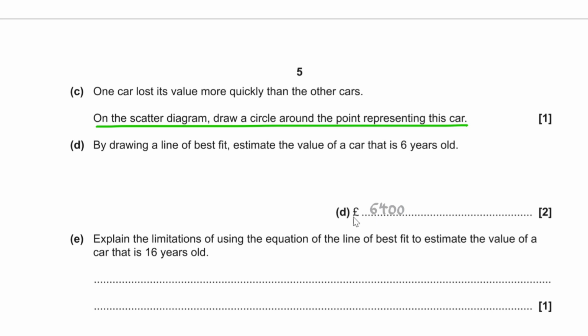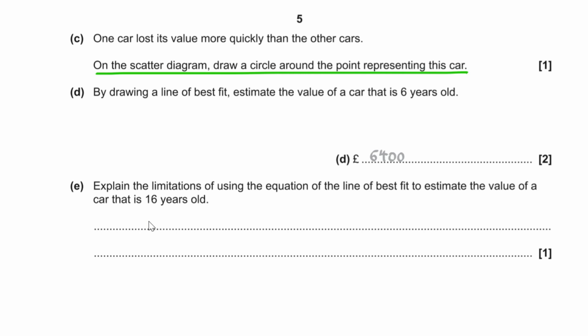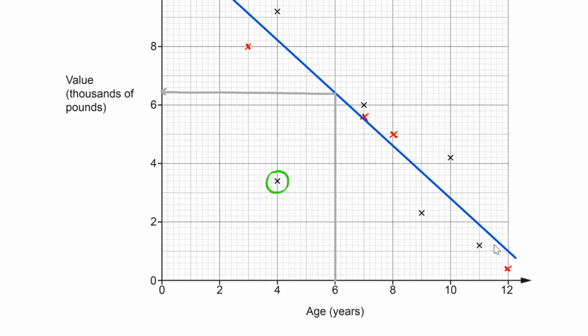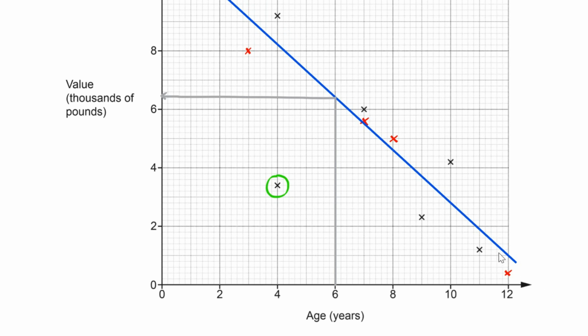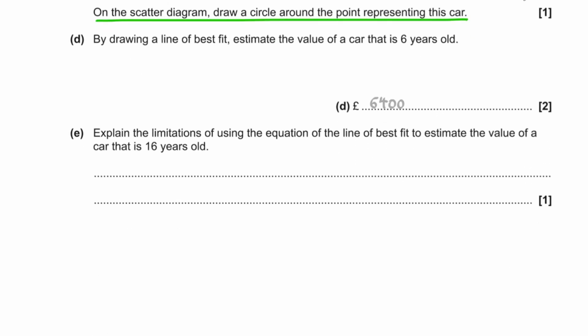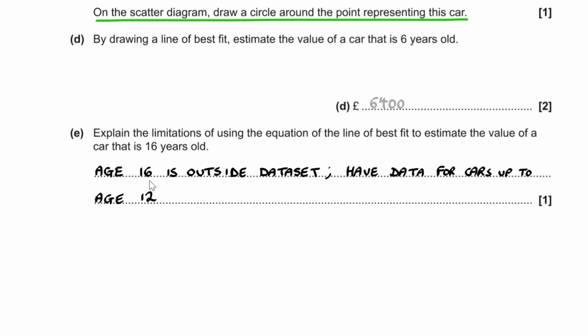And for part E, we have to explain the limitation of using the equation of the line of best fit to estimate the value of a car that is 16 years old. Well, what you can see over here is if we extend this line, it will eventually go negative, and we only have data going up to 12 years old. So 16 years old is outside of the data. So the age of 16 is outside the data set, and we only have data for cars up to an age of 12.